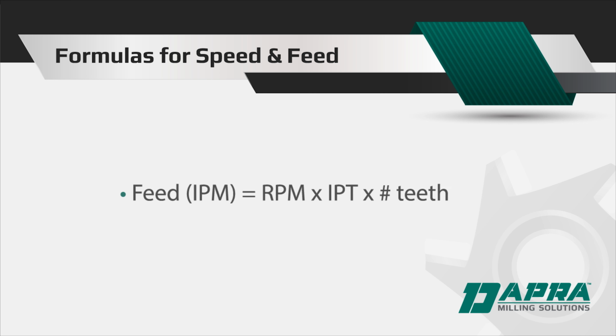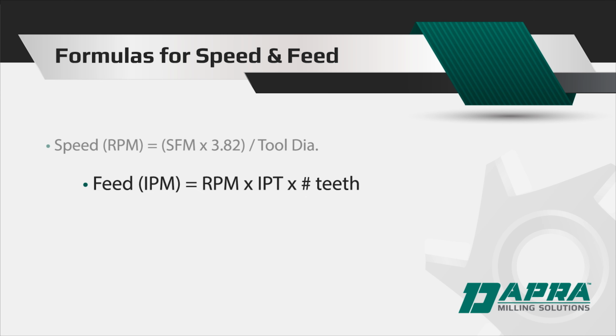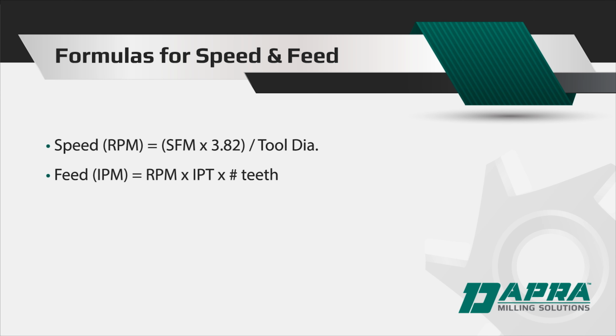To arrive at the inches per minute that we'll input into our program, we'll need to multiply the RPM times the feet per tooth that we got from the catalog, then multiply again times the number of teeth in our cutting tool. Now those are the two biggies, helping us arrive at programmed speed and feed.